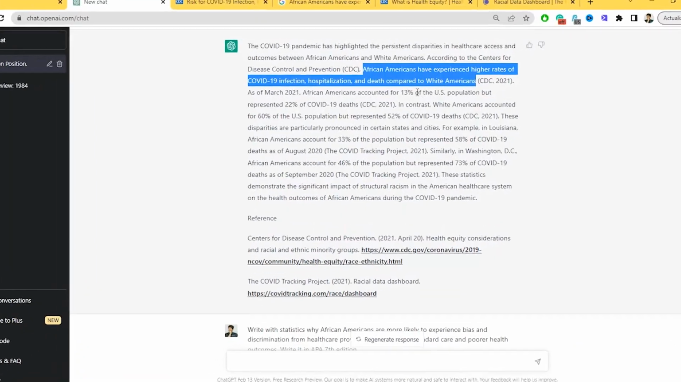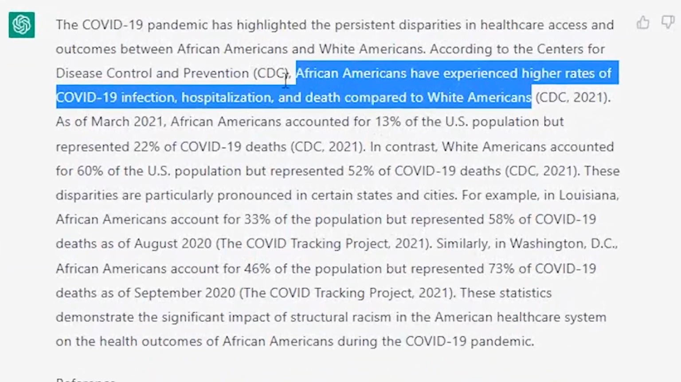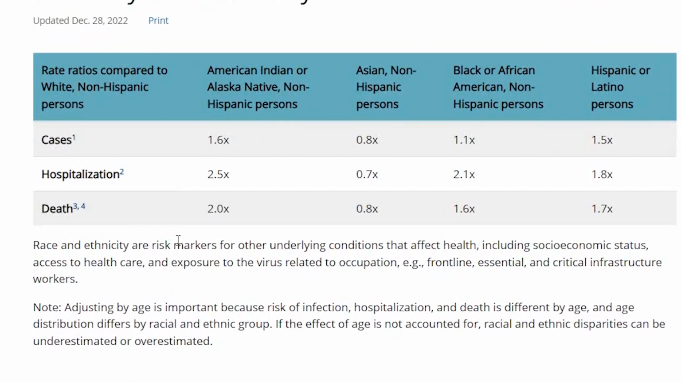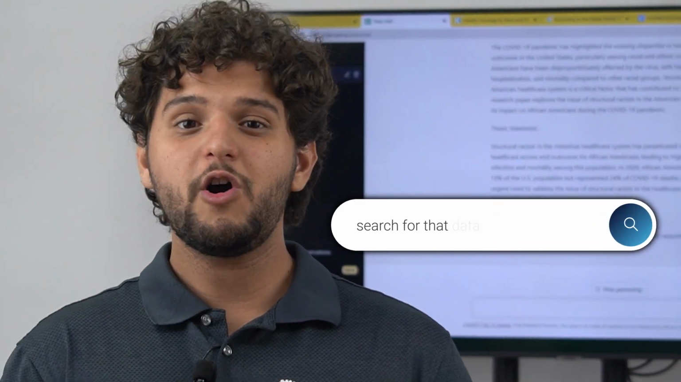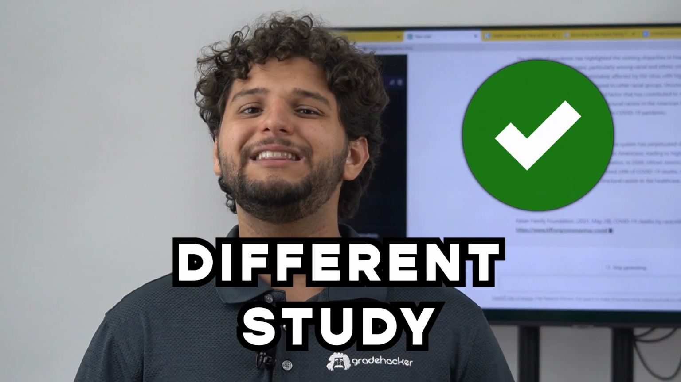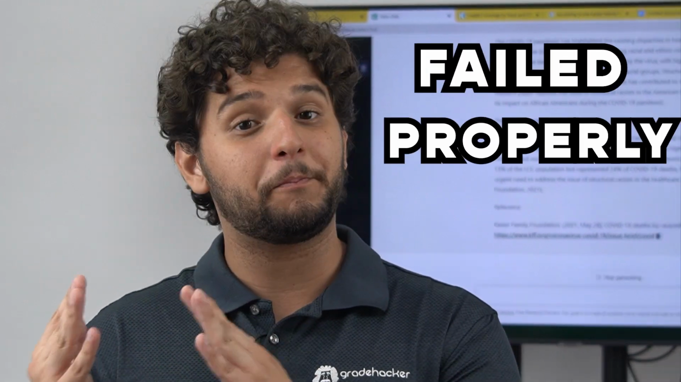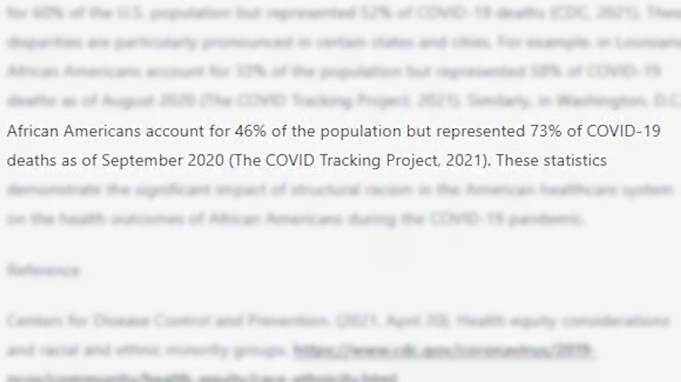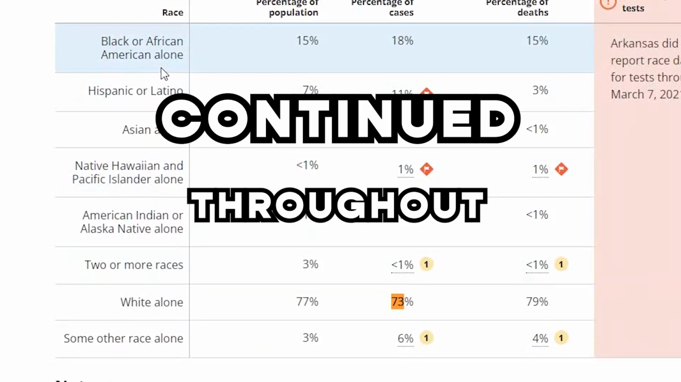And sometimes the information displayed was incorrect. In that same section, we're listing the percentages of deaths in specific states. We see in the cited source that the statistics don't match. However, what's interesting is that if we search for that data on Google, we find a different study that does reflect this information. So even if ChatGPT didn't include inaccurate information in the text, it failed to properly acknowledge the real source. This problem of having correct information but citing a different source continued throughout the paper.